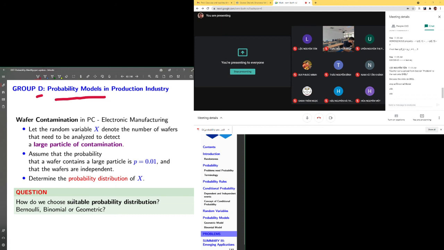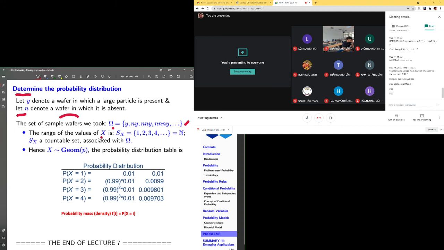You have to read the assumption, and then you have to determine the sample space. You have to follow group A. Remember, group A is about experiment and sample space. You define the sample space. Then after you define the random variable, you have to determine the range. After you determine the range, then you have to say clearly which model. So in this example, you have to say, okay, geometric is the right one to choose. The problem here I raised: you have to read the assumption carefully.